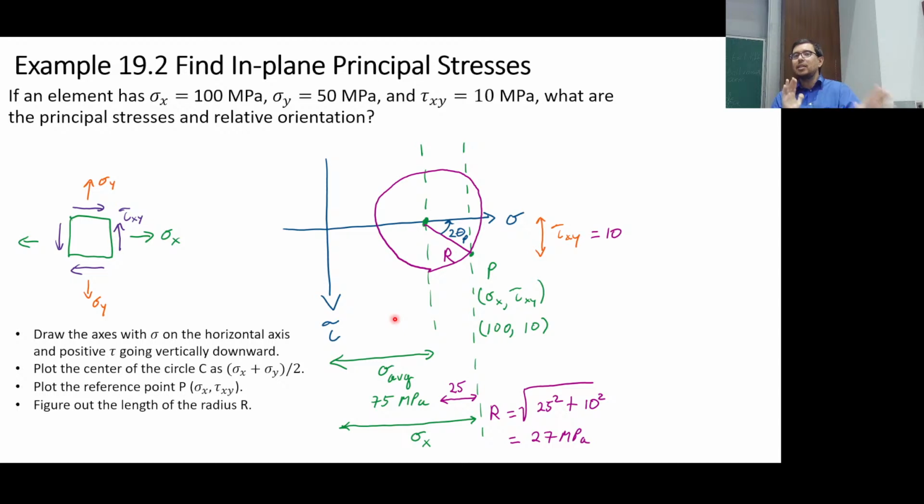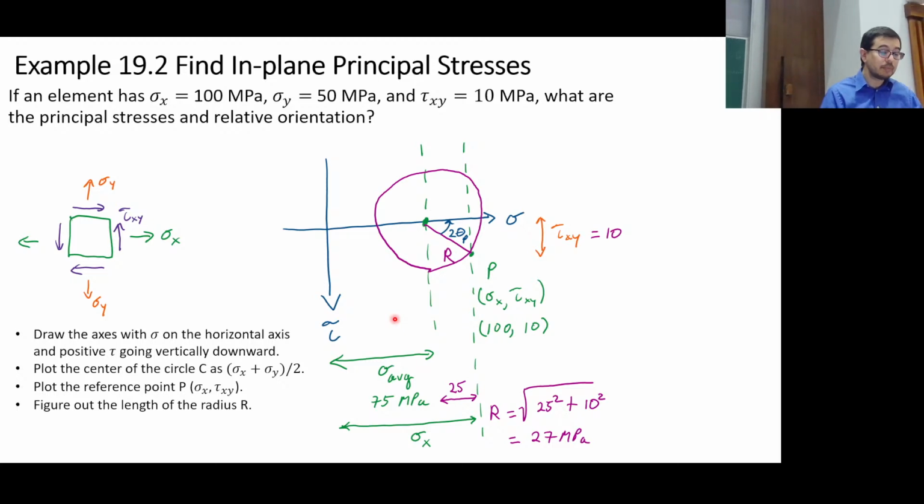Note, today we are talking about maximum in-plane shear stress. We will soon talk about absolute maximum shear stress, but that's not today. There is a reason for us to say maximum in-plane shear stress, because there's also something called an absolute maximum shear stress, which is not necessarily in the plane.